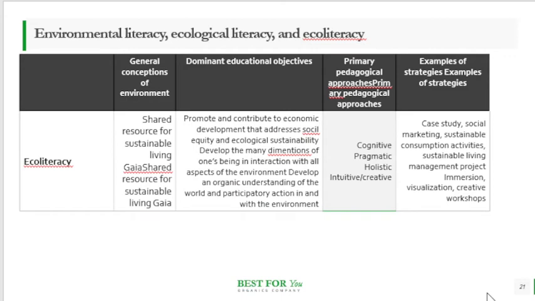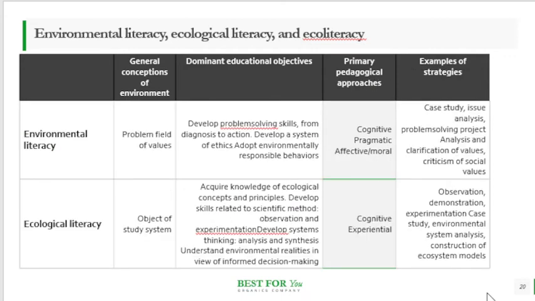Environmental literacy, ecological literacy, and eco-literacy. So we've got a chart here. We have their general concepts of environment, their dominant educational objectives, primary pedagogical approaches, and examples of strategies, if you want to go here and practice or exercise this.